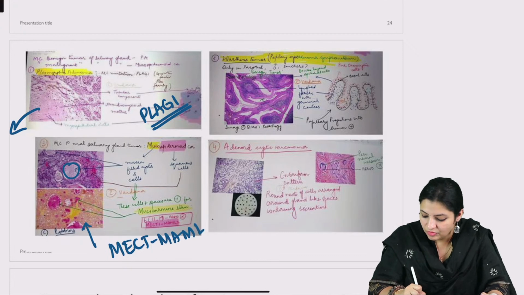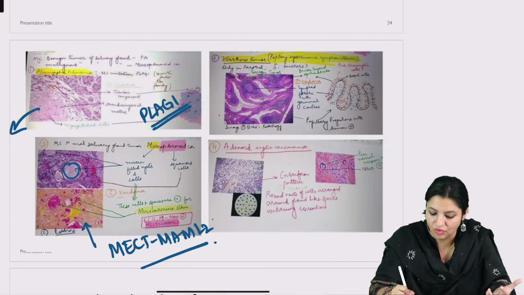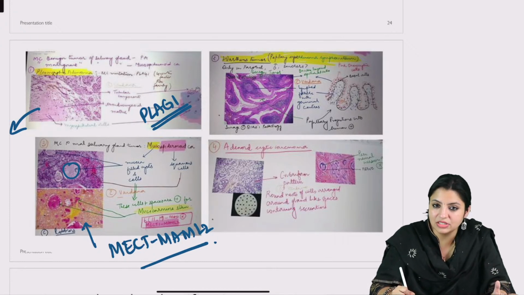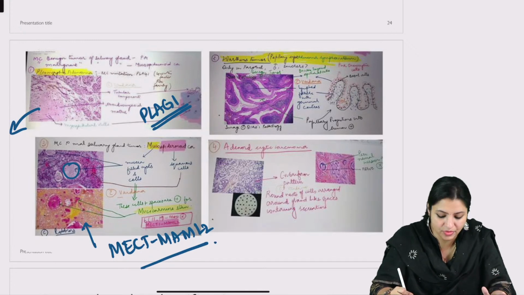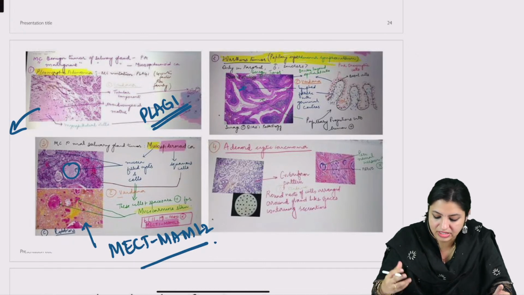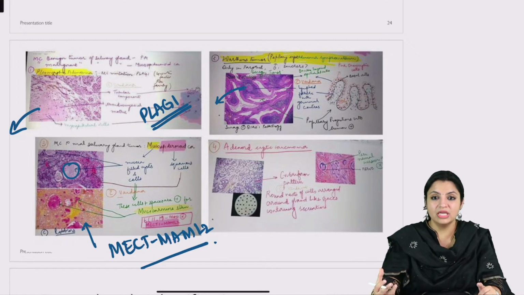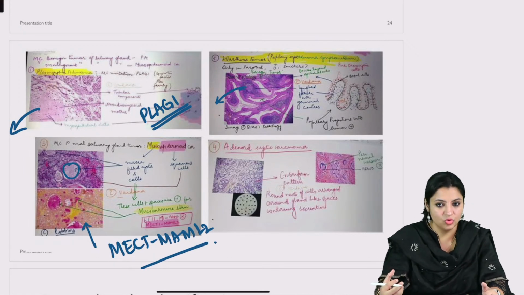Right. Apart from that, you have to remember Warthin tumor is also called papillary cystadenoma lymphomatosum because it contains lymphoid follicles, and it is usually present only in the parotid. This tumor is usually more commonly present in smokers. So usually in males and smokers, Warthin tumor is more common.